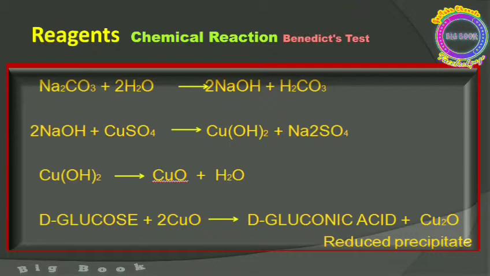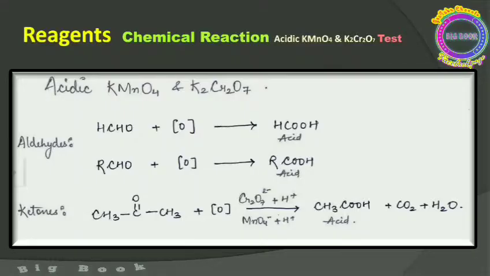Here also Benedict's solution is specific only to the aldehydic functional group but not to the ketonic group. Now the last is the acidic KMnO4 and K2Cr2O7 test. Here acidic KMnO4 is going to readily react with the formaldehyde to give rise to the carboxylic acid. You can see, and it is going to react to form HCOOH, and it is the formula.